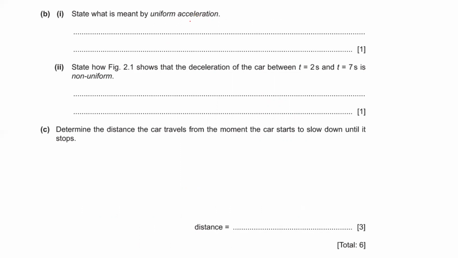So uniform acceleration, there are many ways to define it. So you can always write that the speed increases. And if there is uniform deceleration, the speed will be decreasing. The speed increases at a constant rate throughout the journey. Okay, so this is one way of defining it.